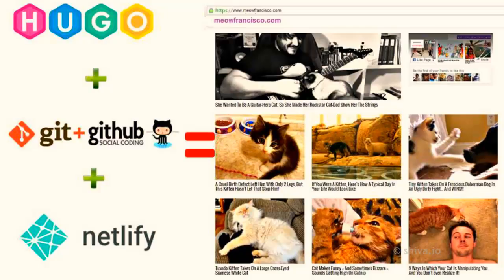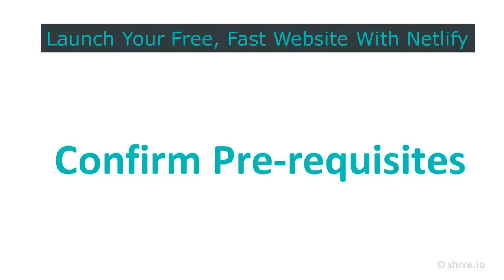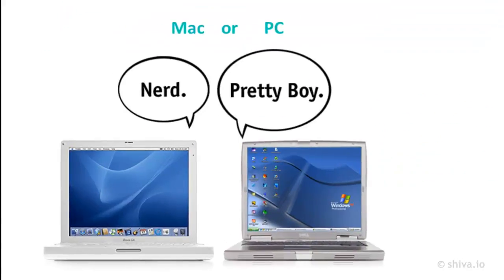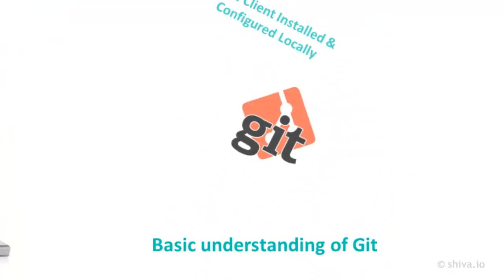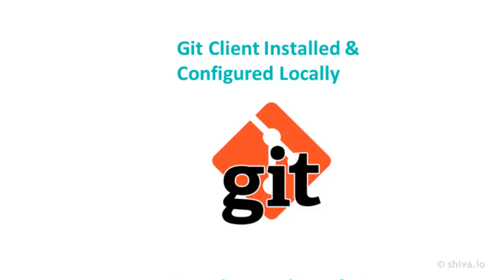So let's get started. Now let's look at some of the prerequisites that you'll need to have in place. First, you'll need an Apple Mac or a Microsoft Windows PC. I'm on a laptop running Windows 8. Next, you should have a basic understanding of Git, the free and open source distributed version control software. Third, you should already have the Git client installed on your Mac or PC and have it configured to check in and check out files in code repositories.